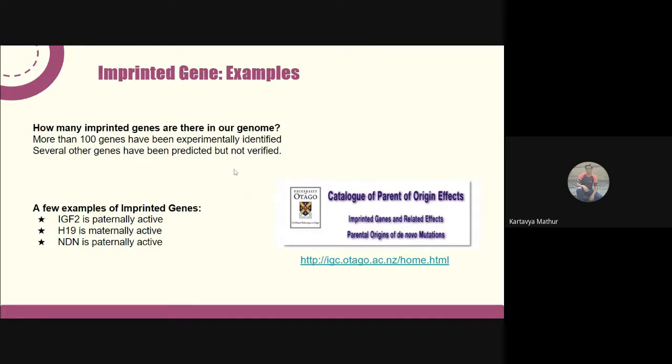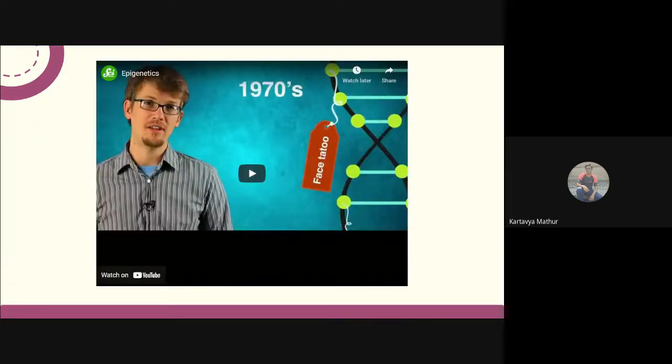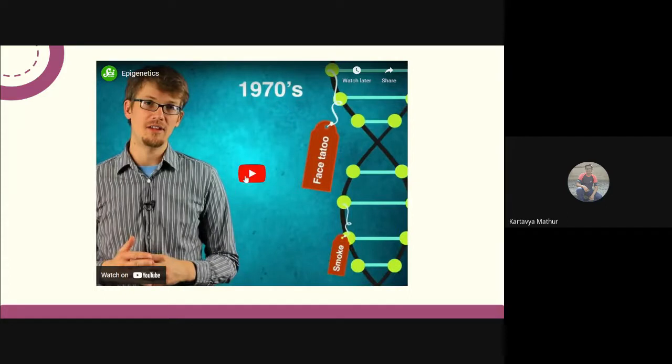If anybody wants to have a look at other genes present in humans in imprinted form, they can go to this catalog of parent-of-origin effects, which is a database primarily developed for imprinted genes. But about genomic imprinting, we shall be discussing it in further sessions for more information. Now let's have another quick video so that you can understand.